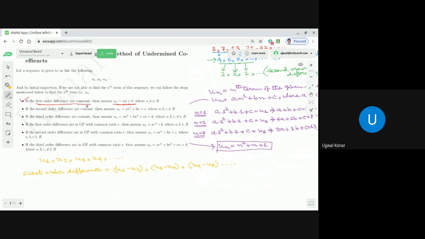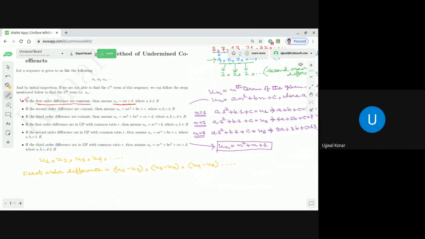If it is constant, like the way we got in the right hand side, where the second order difference was constant, 2, 2, 2, then in this case, if the first order difference is constant, you assume the nth term equal to an plus b, and after that you can find the values of a and b. Apply n equal to 1, you get an equation: a plus b equal to U1, which will be given to you. You need only 2 equations because there are 2 unknowns, a and b. Then U2 gives 2a plus b equal to U2.